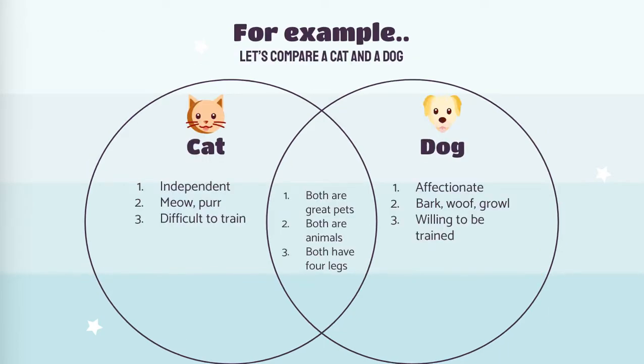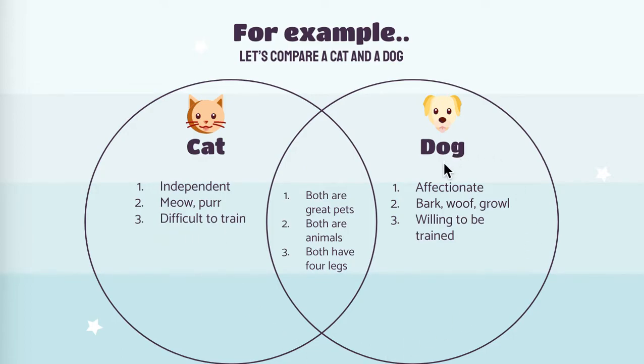For example, let's compare and contrast a cat and a dog. We can compare these two because they have similarities. What is the similarity? They are both animals or pets. First, let's see how they are different. What term do we use again? Contrast. Let's start by going over how a cat is different from a dog. A cat is independent. It meows or purrs and difficult to train.